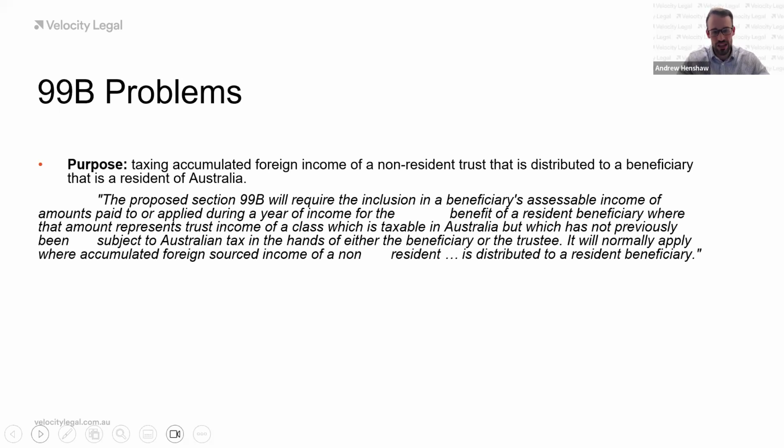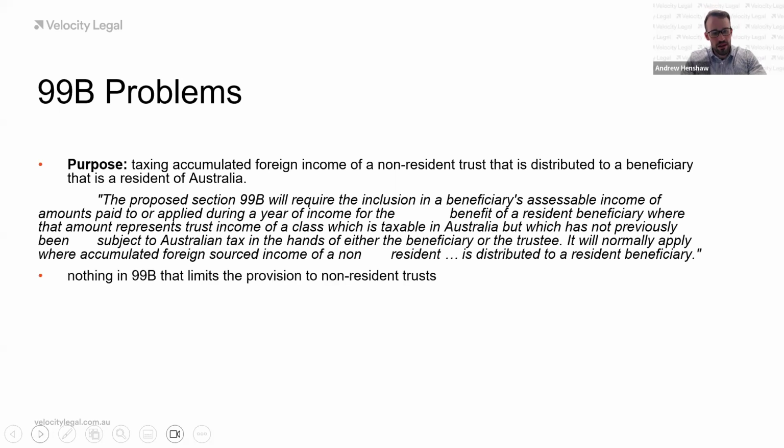And that's essentially what that quote says. This is about the inclusion of the section. It'll require the beneficiary to include that income, which represents something that hasn't been taxed in Australia.